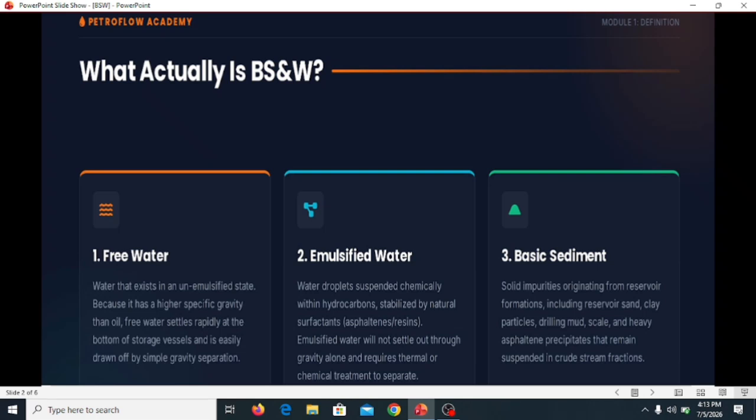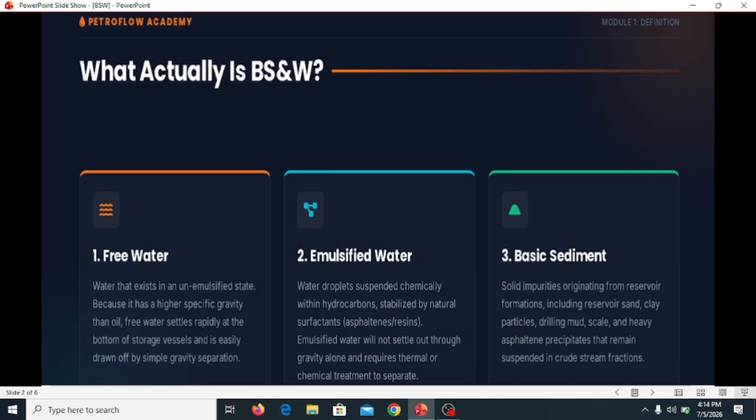Number two, emulsified water. Water droplets suspended chemically within hydrocarbons. When we talk about emulsified water, for example, if we want to treat our crude oil, we use a chemical demulsifier to treat the crude oil. So this demulsifier, by the time that it mixes with the crude oil and with the water, for us to separate this, we have to separate this emulsified water out of the crude oil.